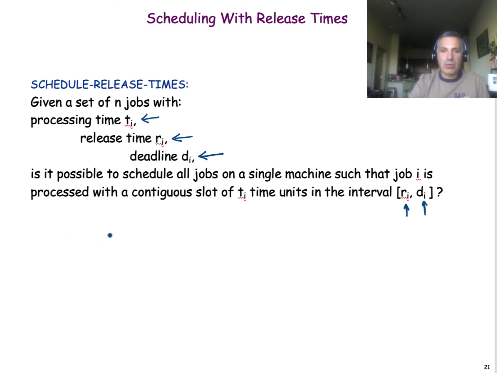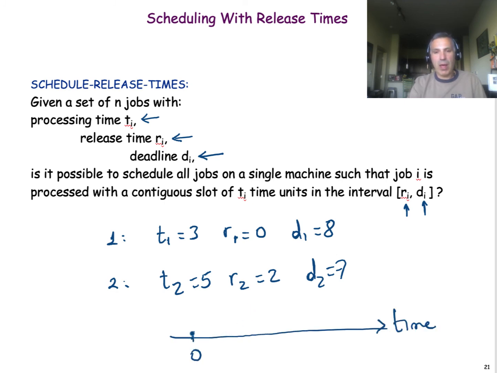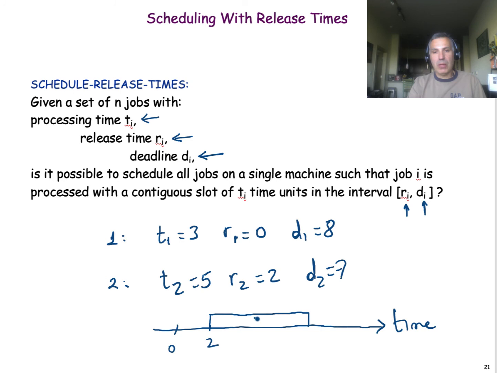For example, if we have only two jobs, let's say 1 and 2, suppose that for the first job we have these characteristics, and for the second job we have these. You can see that if you start working on job 1 and it will take you until time 3, you can meet its deadline, but then you will miss the deadline of the second job. And on the other hand, if you start working with job number 2, you will meet its deadline, but then you will not have time to work on job number 1 before its deadline. So in this case, this is an instance of the problem where there is no solution.